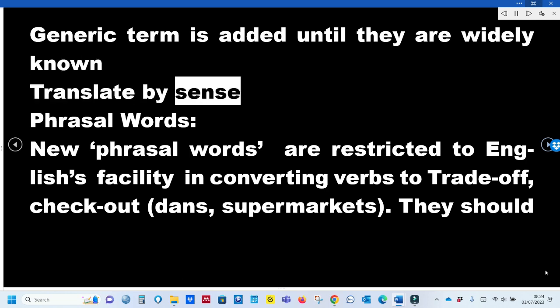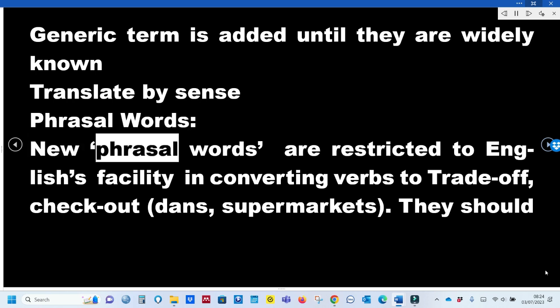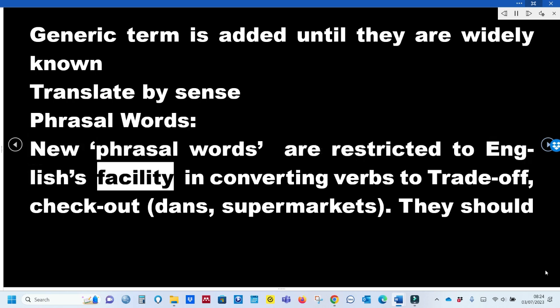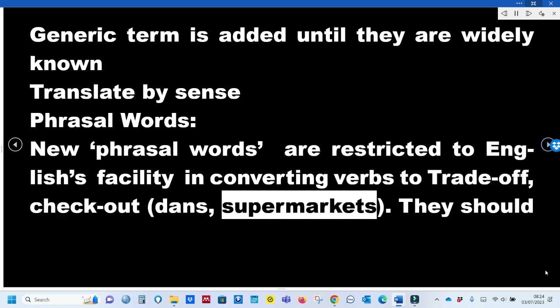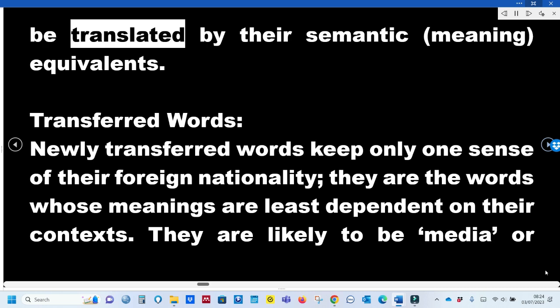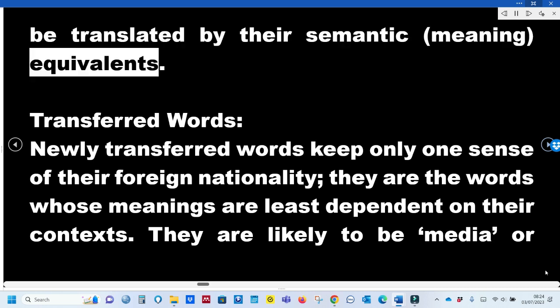Translate by sense. Phrasal words. New phrasal words are restricted to English facility in converting verbs to nouns, such as trade-off, check-out, dance, supermarkets. They should be translated by their semantic meaning equivalents.